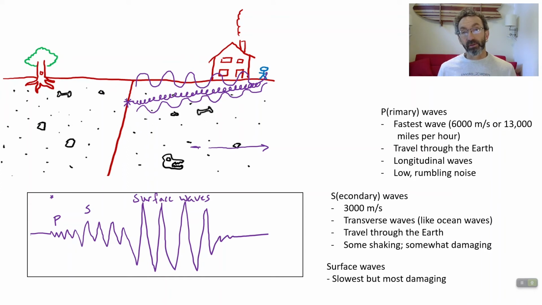Now the surface waves, you feel them after the secondary waves because they move the slowest, but also because they move the slowest, they're the most damaging. And also they're the most damaging because they travel on the surface. And so when you look at damage from an earthquake, it's primarily from the surface waves.